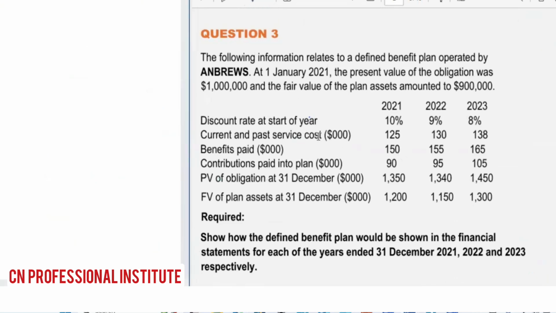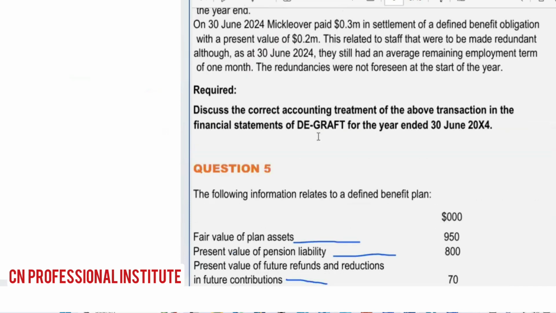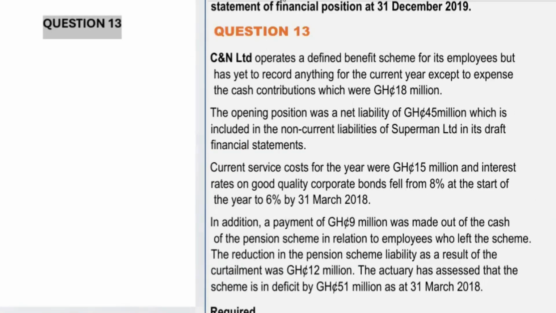Let's look at question 13. Question 13 says, CL Limited operates a defined benefit scheme for its employees, but has yet to record anything for the current year except to expense the cash contributions, which were 80 million.